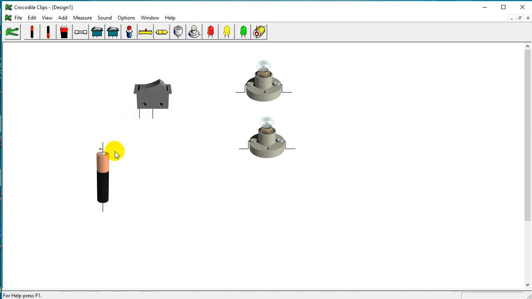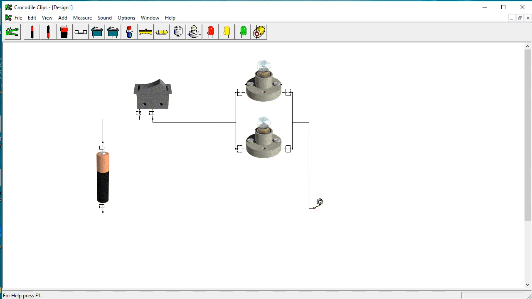That means that when the current leaves the switch, we can connect this here. Part of the current will go through one of the light bulbs, and the other amount of the current that is leaving the switch will go through the other light bulb. So let's see, we can close this. Now we can put this here, and now we have to close the circuit here. So a little bit more here.